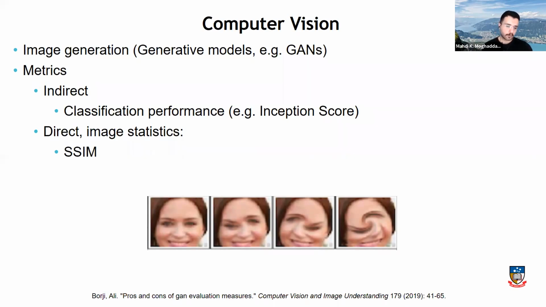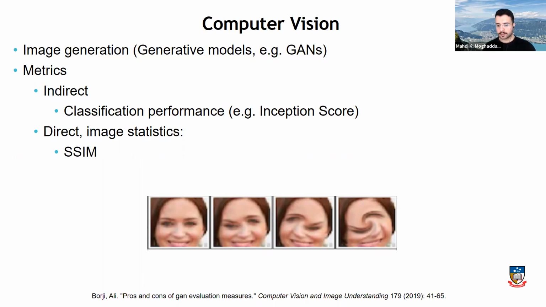There's also, for some of the tasks, the option to compare the statistics of images. If you have pairs of images with the ground truth and the one that was supposed to be generated, then you could use SSIM, and we're going to see what that is, which is basically comparing the local statistics of the two images.